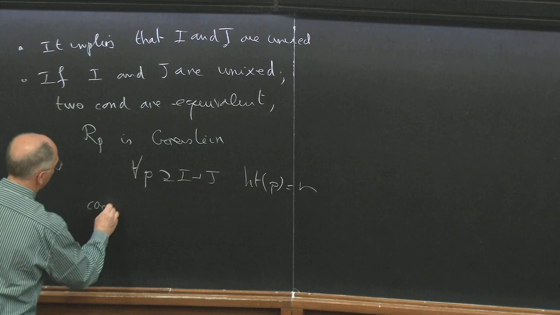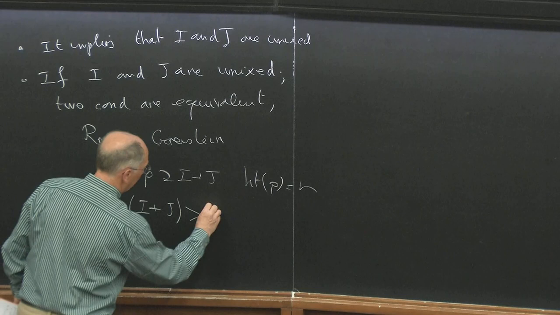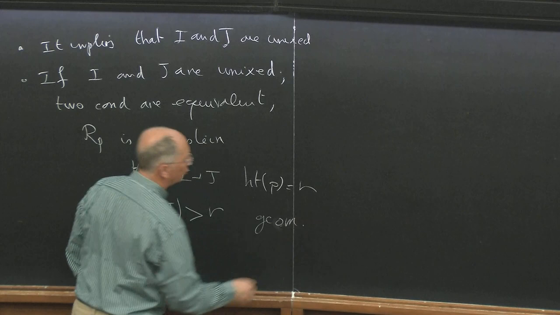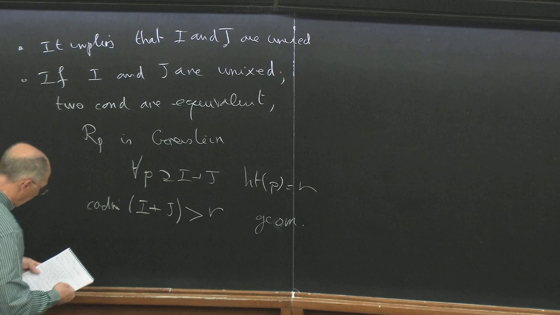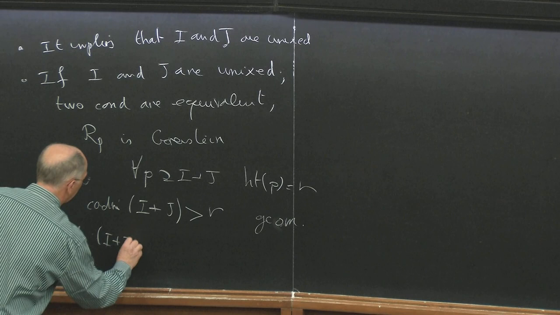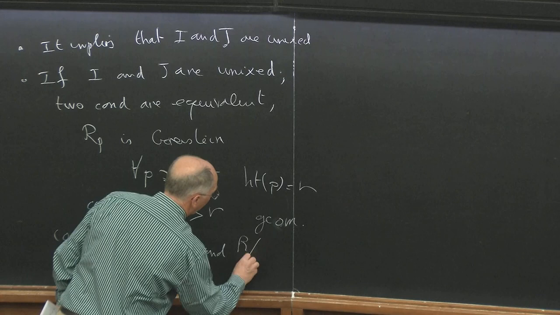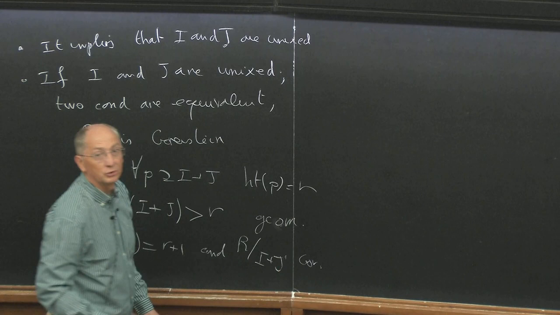If the codimension of I plus J is bigger than r, this is called geometric residual intersection, because it means they do not share any associated prime. Then you know that one condition is equivalent to the other, provided they are unmixed. Moreover, in this case, the codimension of I plus J is equal to r plus 1, and the ring R/(I+J) is Gorenstein. So that's a nice way also to produce Gorenstein rings.